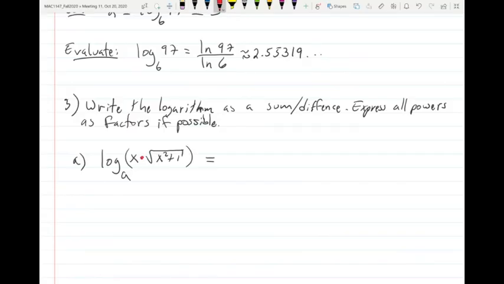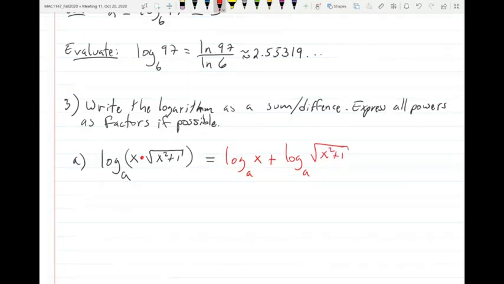Okay, so the first thing that we can do is realize that there is a multiplication here. So we can take advantage of property number 5 that says that when you have the log of a product, it's equal to the sum of the logs, right? So this is going to be equal to log base a of x plus log base a of the square root of x squared plus 1. And what we used here was property number 5. Okay, questions on this first step?